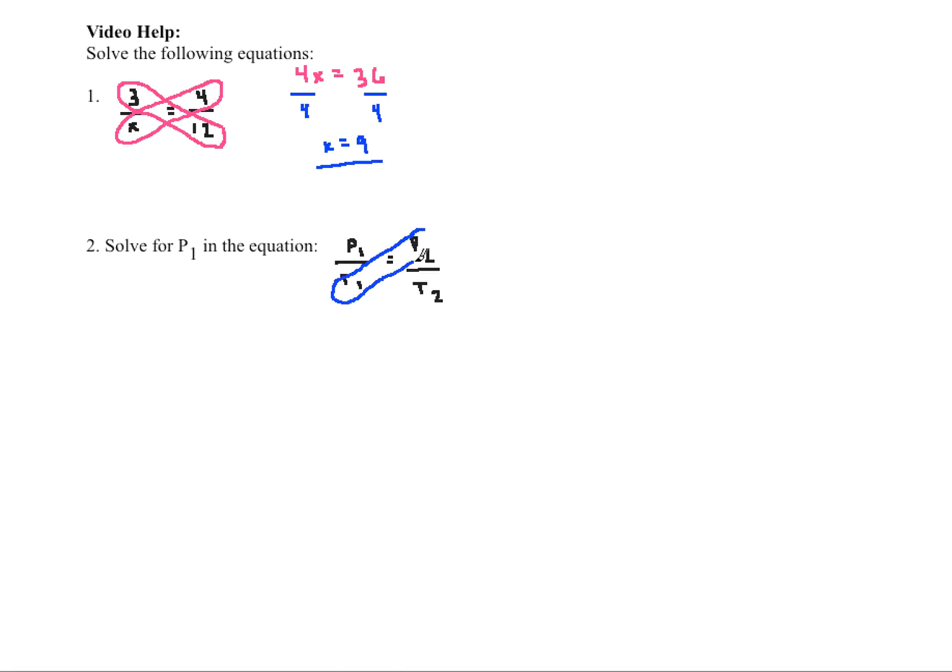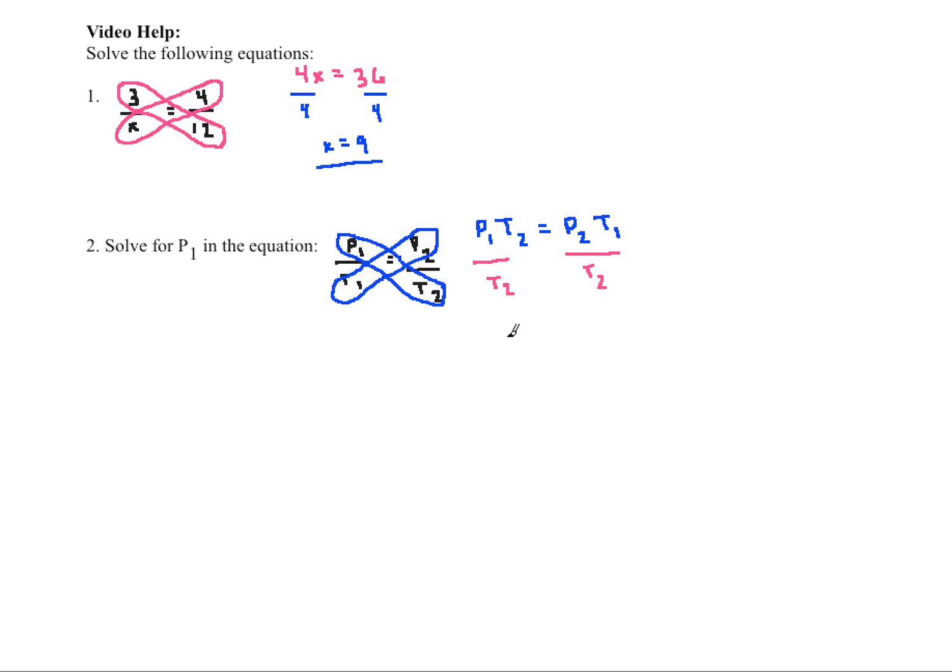I'm going to have these cross multiplied. So I'm going to multiply P2, and I'm going to multiply P1 by T2. And so what I end up getting is P1 times T2, and I set that equal to P2 times T1. Now, since I want to solve for P1, what I need to do is divide both sides by T2.